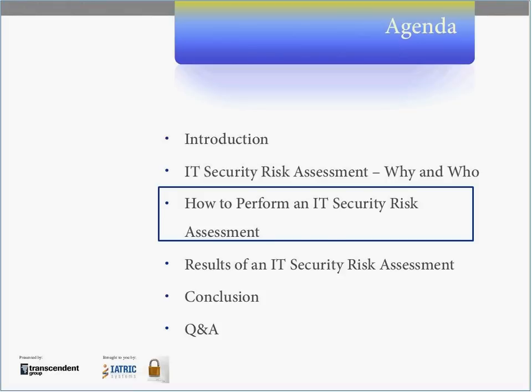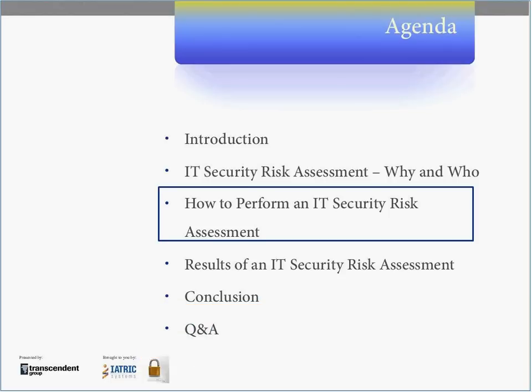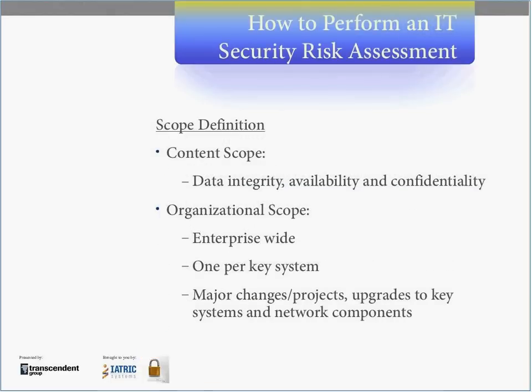Thank you, Richard. So now we know why to perform a security risk assessment and who should be involved. So let's look into how to perform an IT security risk assessment. First, we need to define the scope of the IT security risk assessment. And there are four areas to consider: the content scope, the organizational scope, the types of security risk assessment, and also the frequency has an impact on the scope. So let's talk about the content scope first.